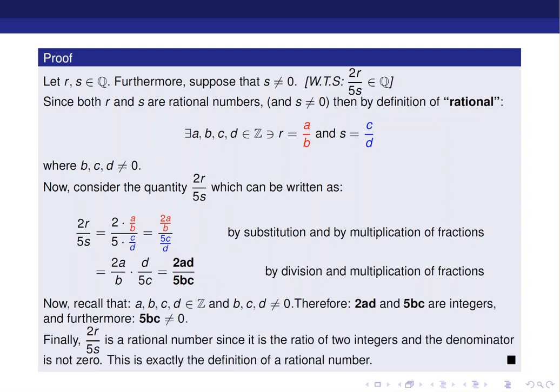So what does this mean? This means that 2R divided by 5S is the quotient, meaning a fraction, of an integer divided by a second integer, where the second one is not equal to 0. So that means that 2R over 5S is exactly a rational number, and that's what we wanted to show.